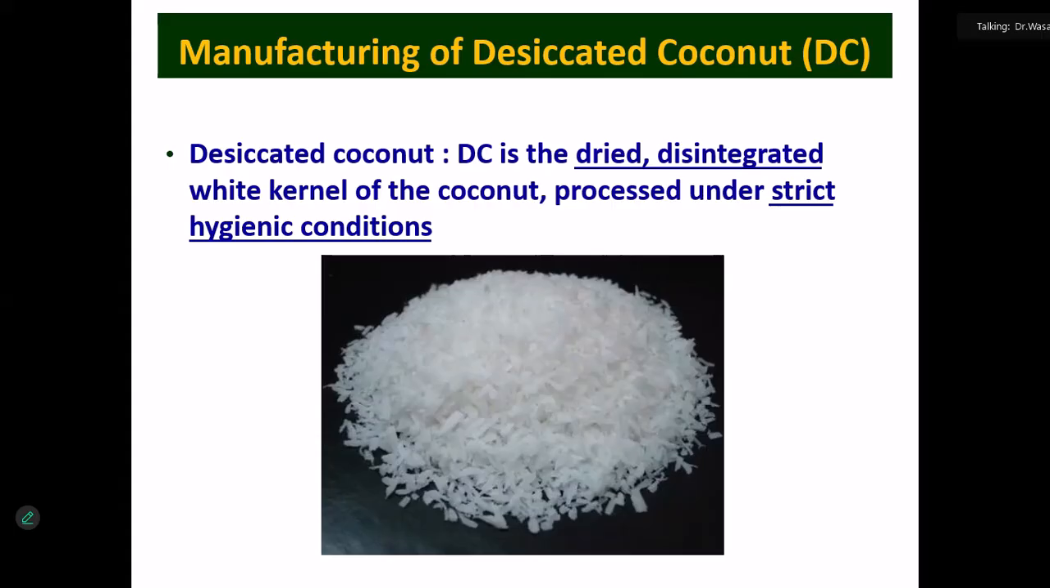So now I have introduced the subject. The first part, the introduction, is completed. The second part is the DC process. Before that, take a 2-minute break for relaxation. Then we will continue with the DC process.